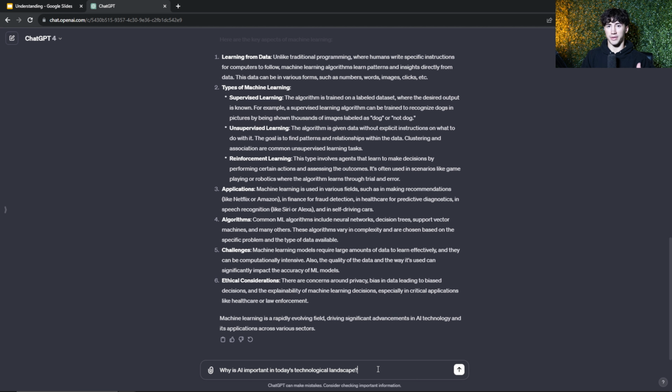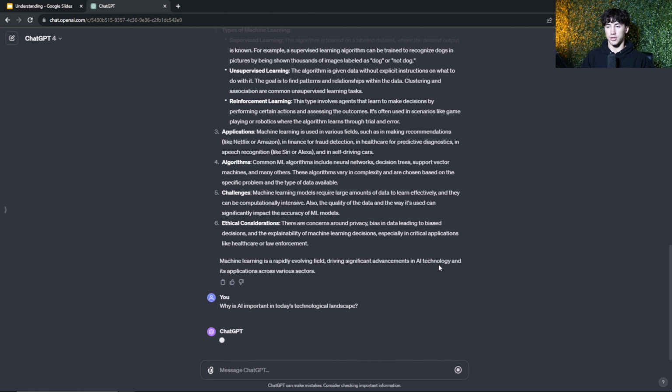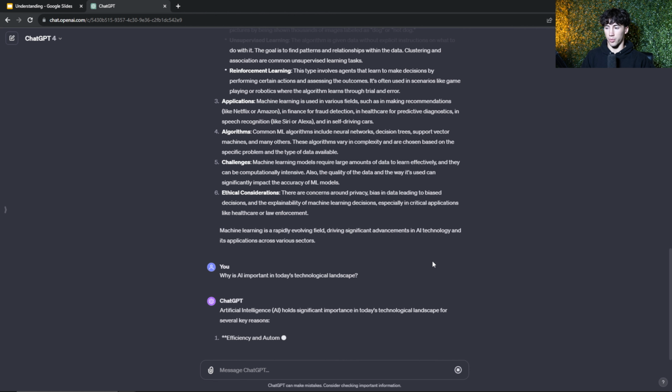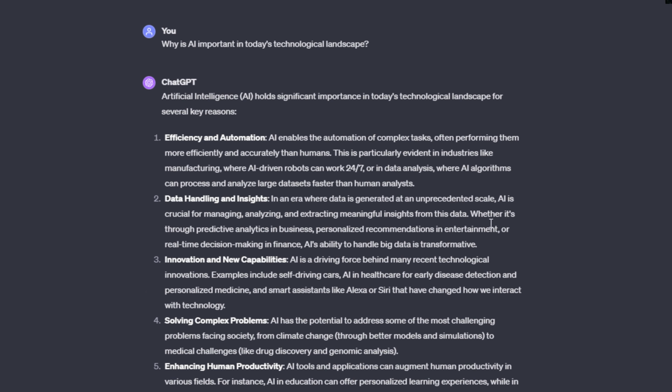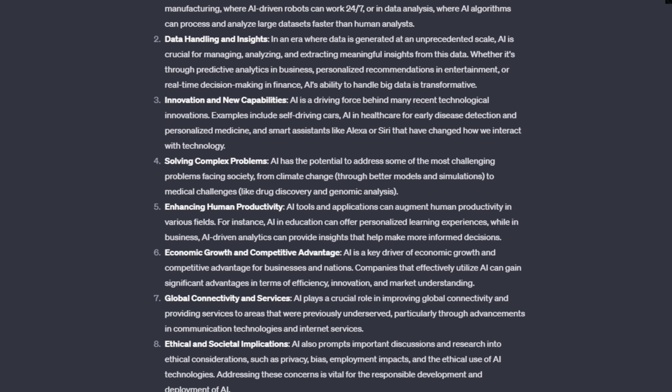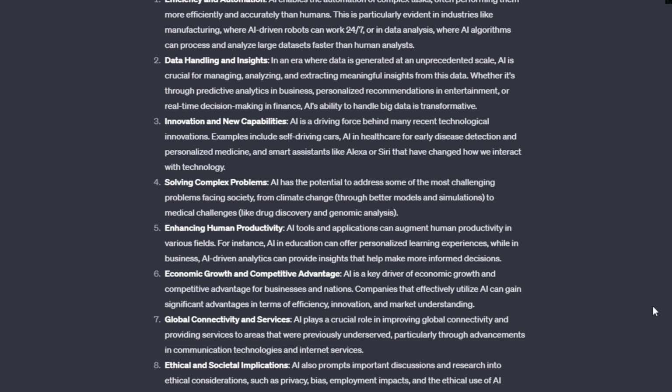So referring to technology, you can get as concise as you want with these understanding follow-up prompts, or you can keep it broad and let ChatGPT run around and give you a bunch of different ideas on a bunch of different things. But I'm going to go a little bit more specific when introducing this technological landscape. Doesn't really matter. I'm going to send it off and just show you how the understanding follow-up prompt works. Once again, ChatGPT does a wonderful job at breaking down why AI is important in today's technological landscape, and it gives me 8 different points that I can learn from and study.